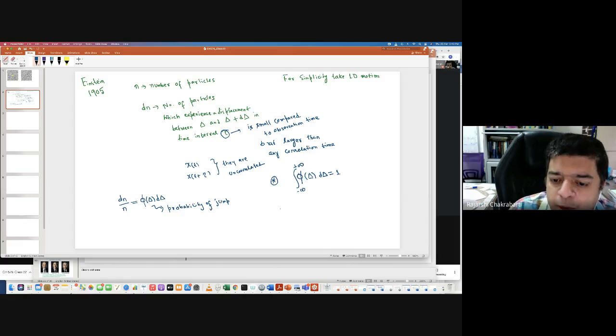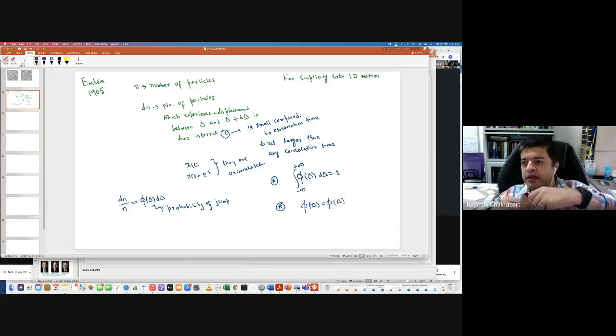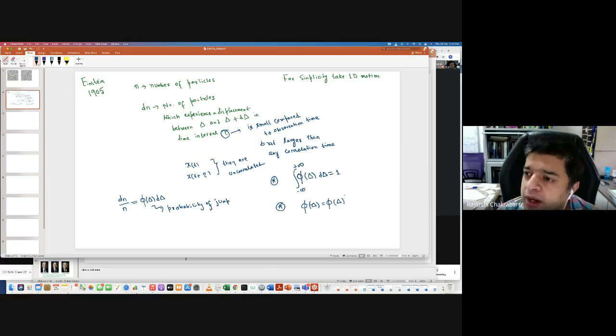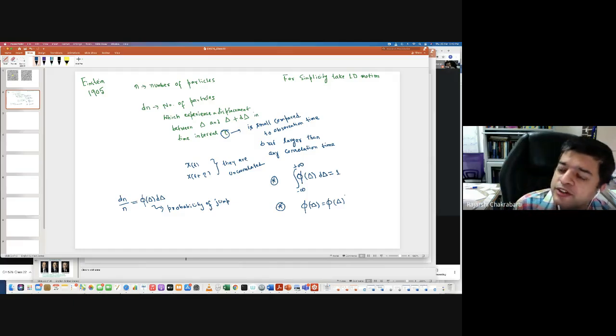What is another property? Another important property of this function is that if I take phi of minus delta, that must be equal to phi of delta, because I cannot say that the probability of having a jump with minus delta is different from the probability of having a jump with plus delta. The sign of delta should not matter, rather the magnitude of delta should matter. So this function should be a function of the magnitude of delta, not its sign.